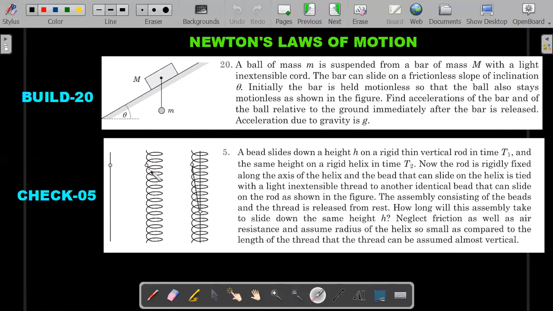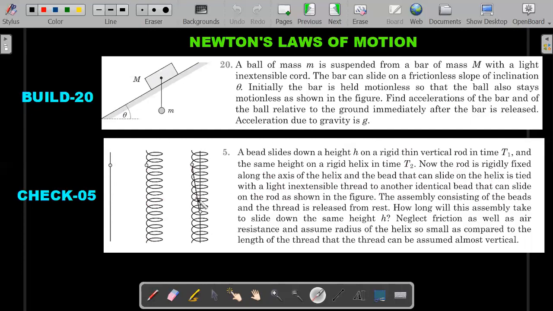In experiment number 2, the same thing will go down a helical path, and the height is the same from this picture to this picture, and the time taken is t2. Now the rod is rigidly fixed along the axis of the helix, and the bead that can slide on the helix is tied with a light inextensible thread to another identical bead that can slide on the rod, as shown in the figure.